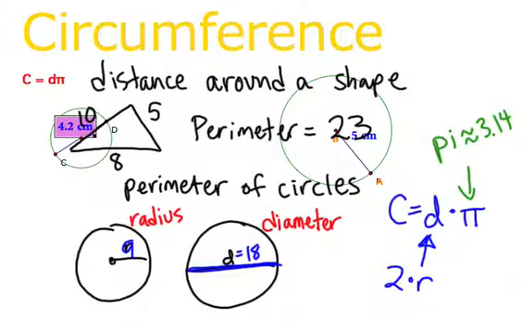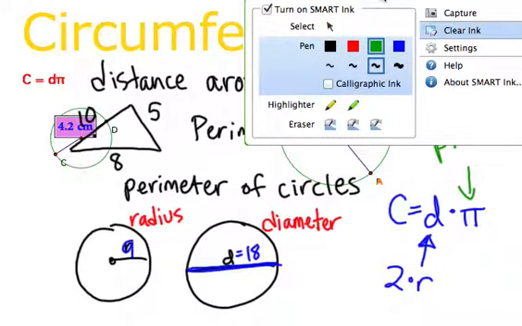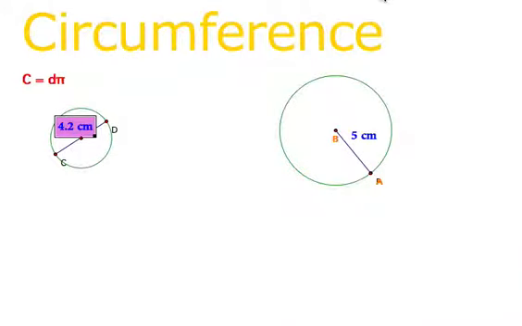Go ahead and delete all this. Okay. So here we have 2 circles. If you think you can do it on your own, go ahead and just pause the video and try it on your own, then you can check your work. But if you want some guidance about how to do it, follow me here.